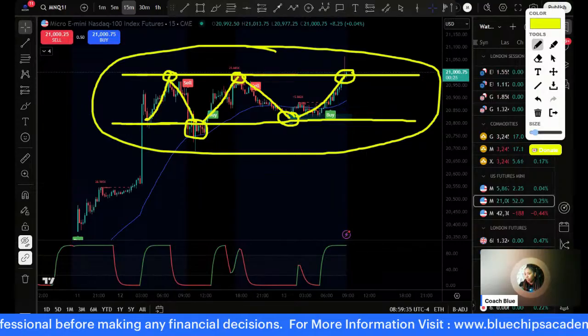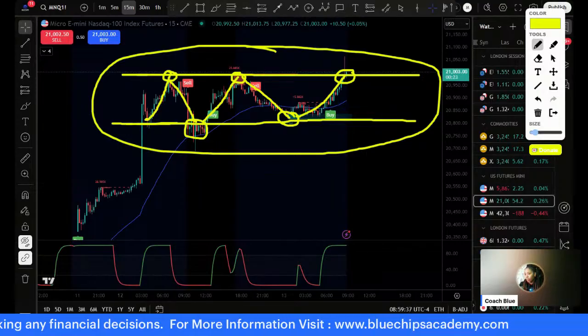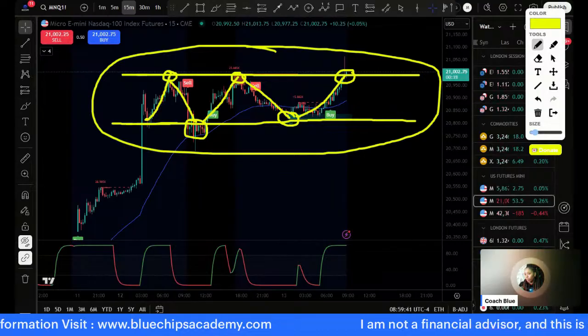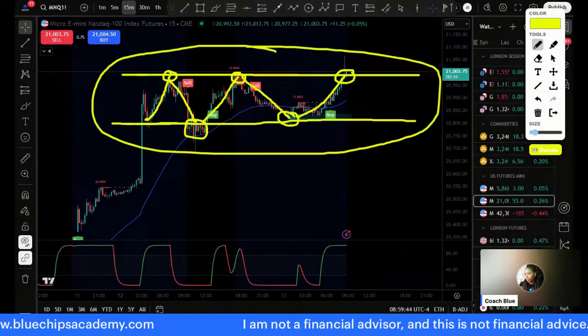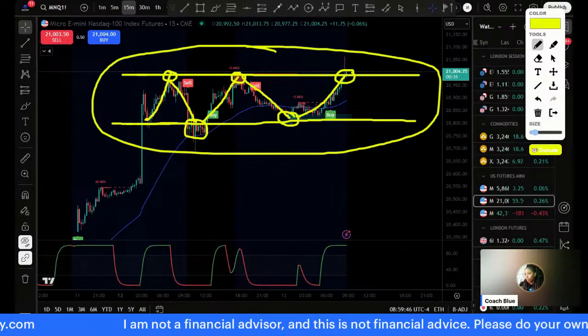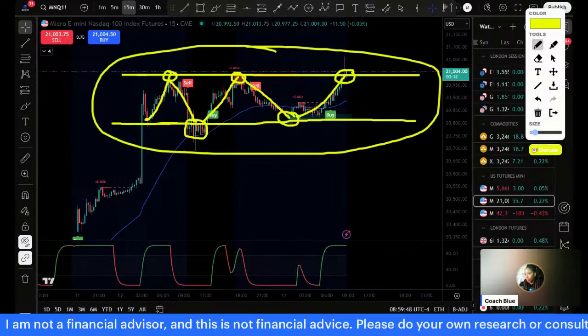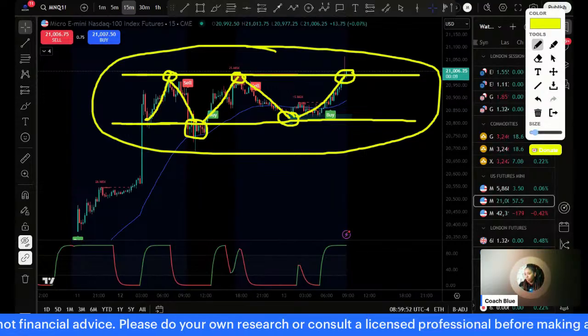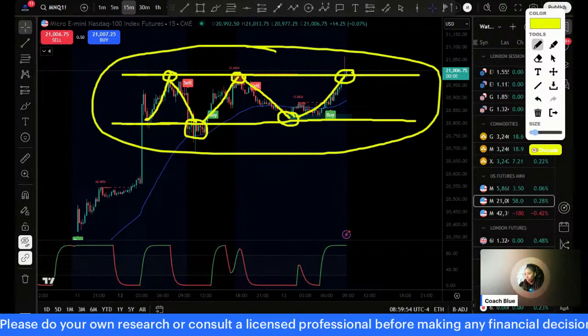Based on that market condition, that will determine how we need to trade. What is our market condition for today? Put that in the comment section. Are we in a range, an uptrend, a downtrend, or are we consolidated? What do you guys think? Let me know.